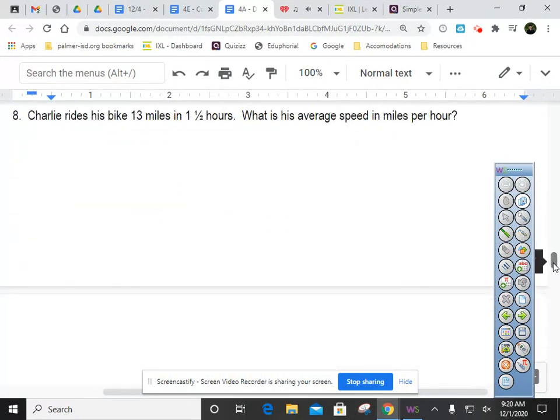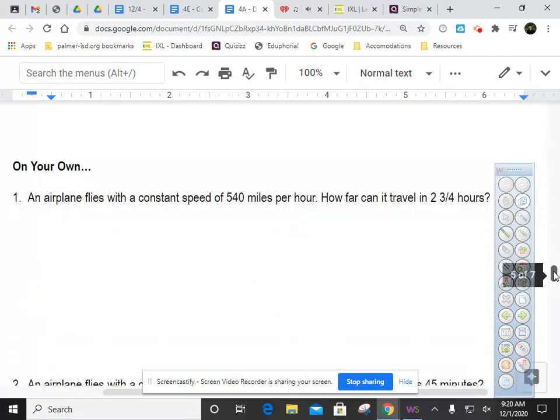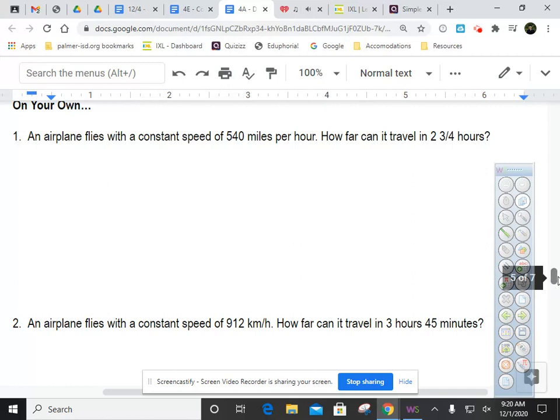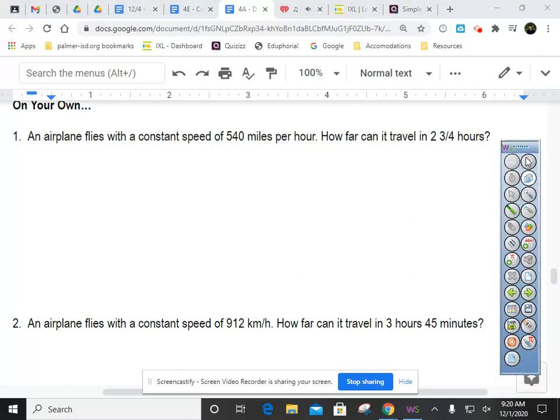Number 8. Charlie rides his bike. We're going to skip that one. Go to the on your own. I want to look at number 1 and 2 with you really fast. Number 1, an airplane flies with a constant speed of 540 miles per hour. How far can it travel in 2 3/4 hours? What does 2 3/4 look like as a decimal? 2.75. Good.